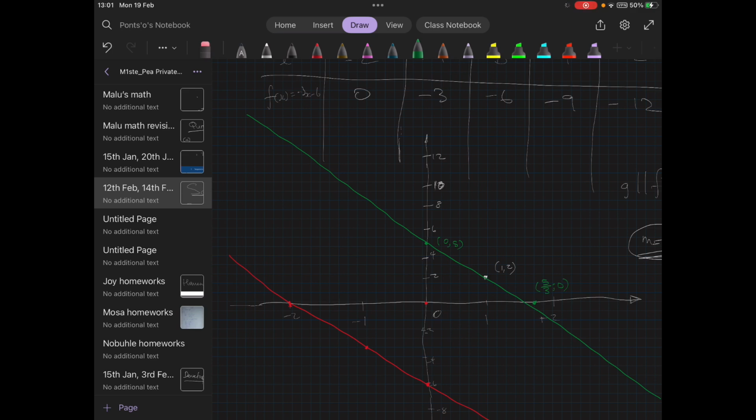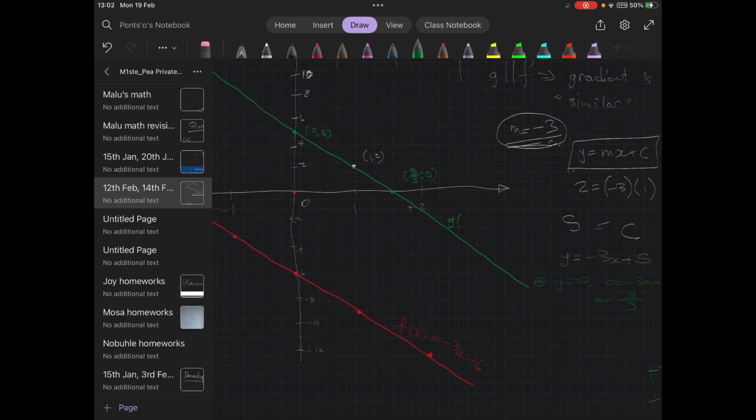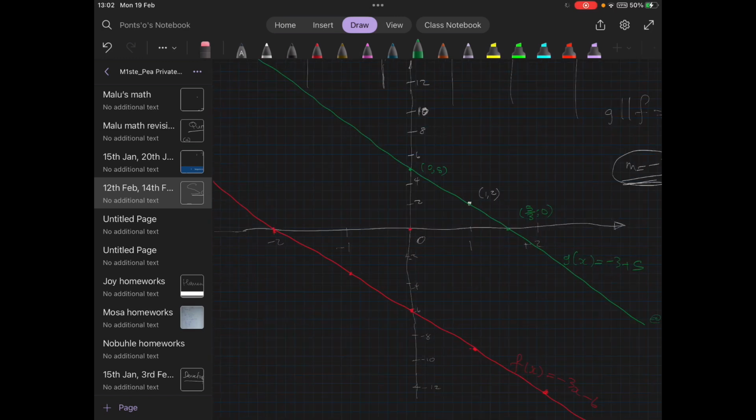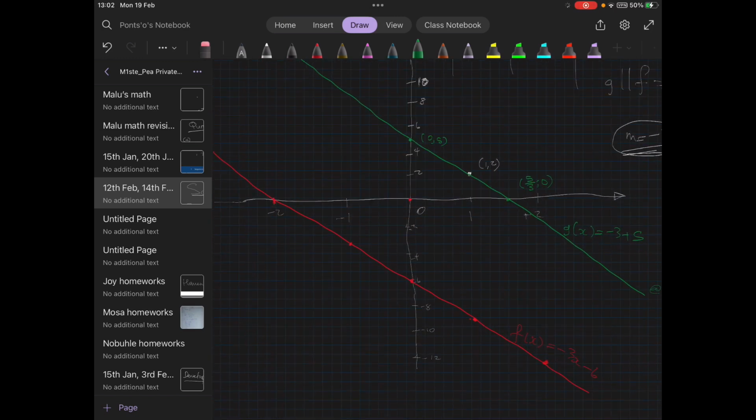Mine doesn't exactly go through. We include the point (1, 2), definitely, because it was said explicitly at the beginning of the problem that the point (1, 2) lies on the straight line. So now we've got g of x equals -3x plus 5. And there you have it: g of x and f of x on the same set of axes.